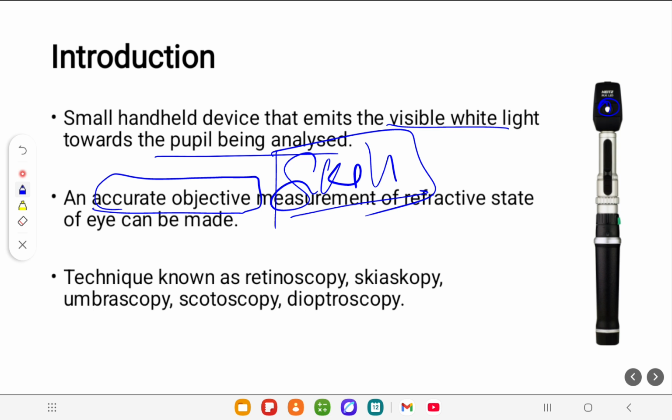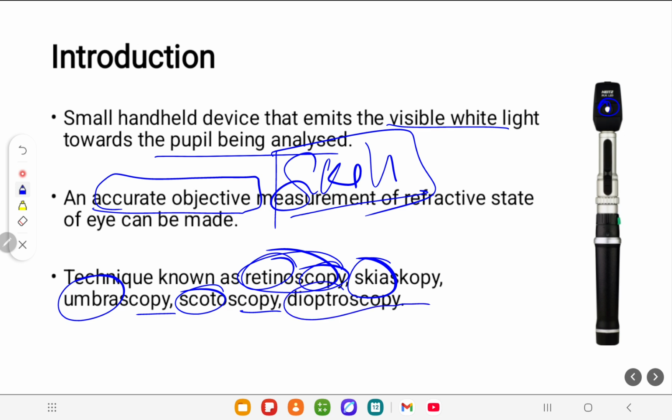The technique is also called retinoscopy, but it's maybe a misnomer, with retino meaning retina and scopy meaning to see. I think it's a misnomer, but we use that term from a historical point of view. The best term is skiascopy. Skia means shadow, and there are other terms like skotoscopy and dioptroscopy. There are a lot of terms, and I think skiascopy is a very good term, but we use retinoscopy.